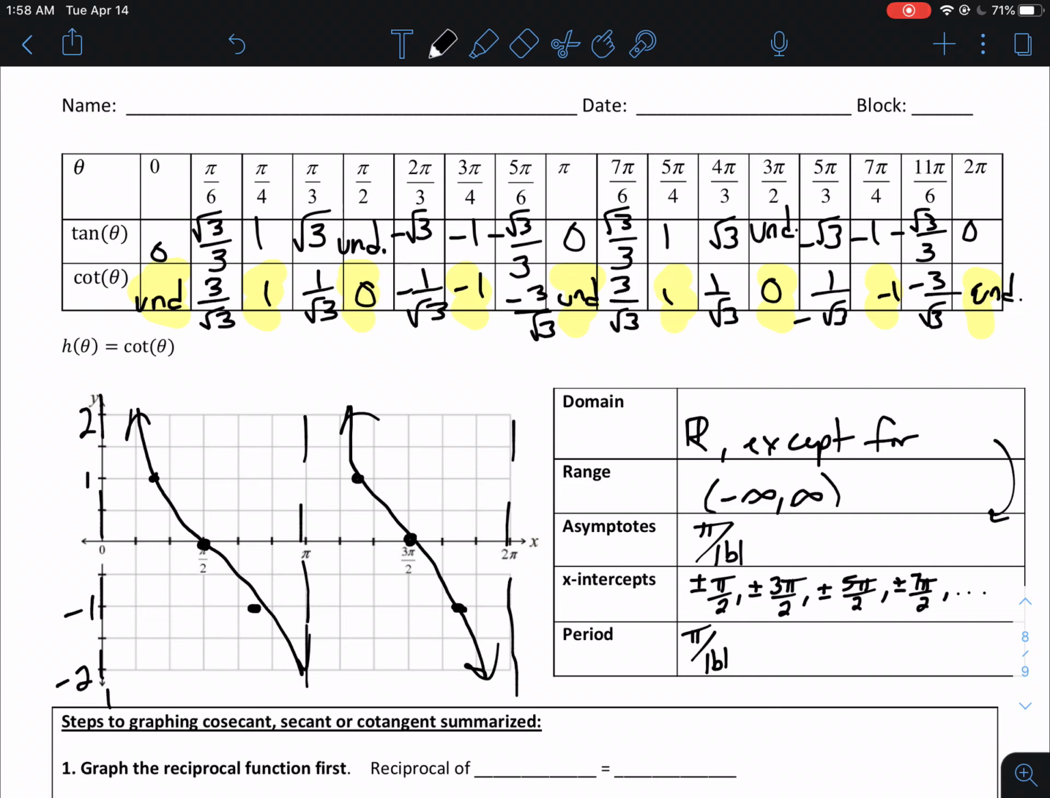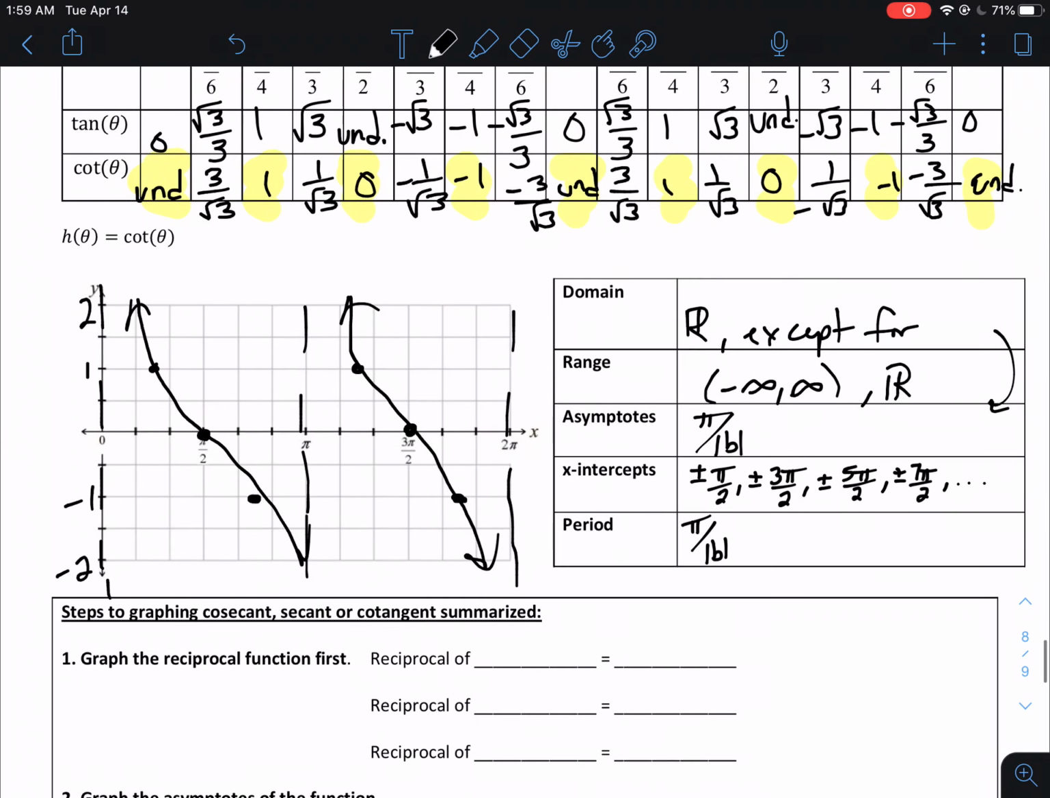For range, that means that negative to positive infinity, or all real numbers, would be acceptable to write. The formula for asymptotes is that you take pi divided by the absolute value of b. Your x-intercepts end up being at pi over 2, 3 pi over 2, 5 pi over 2, and so on. And your period is going to be the same as tangent. Take pi divided by the absolute value of b.